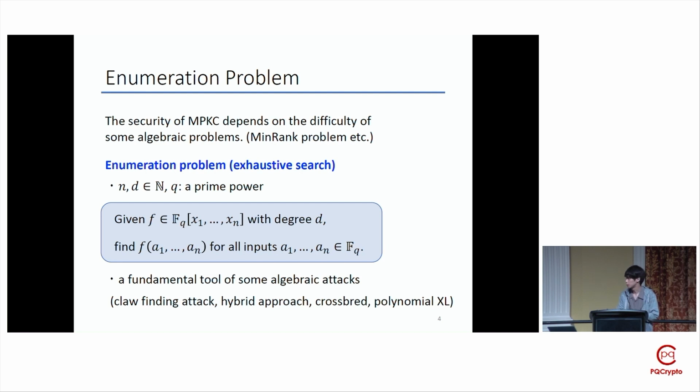The algorithm solving this problem can be used as a foundational tool for some algebraic attacks, such as the rough finding attack, hybrid approach, crossbred, and polynomial XL. And so, estimating the complexity of solving this enumeration problem is very important to estimate the security of multivariate public key cryptosystems.